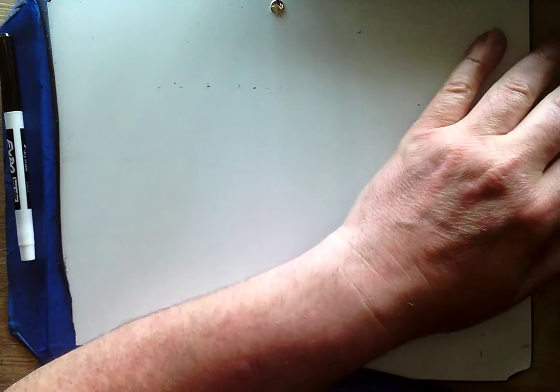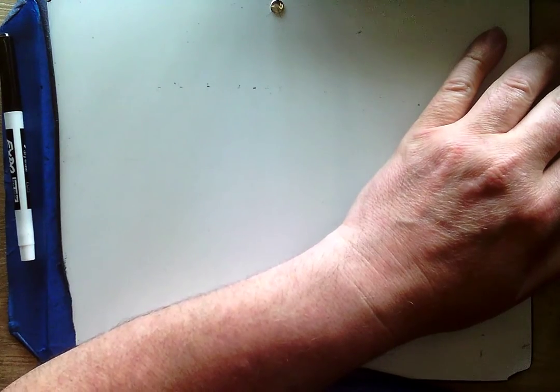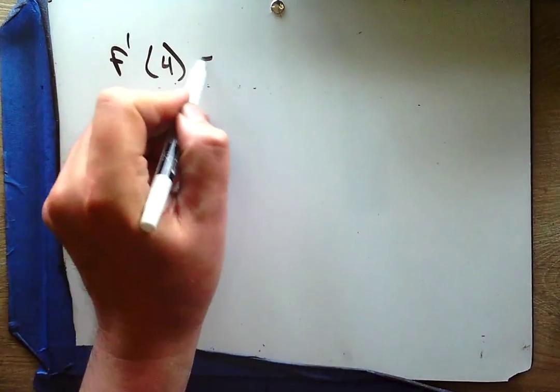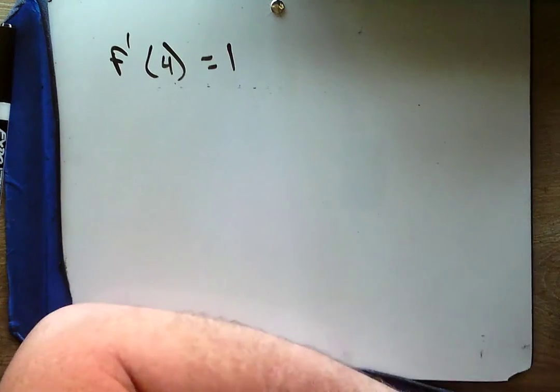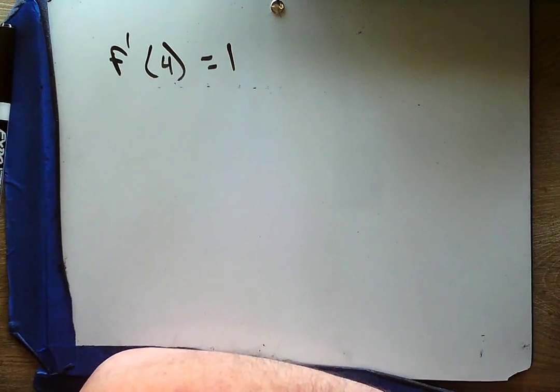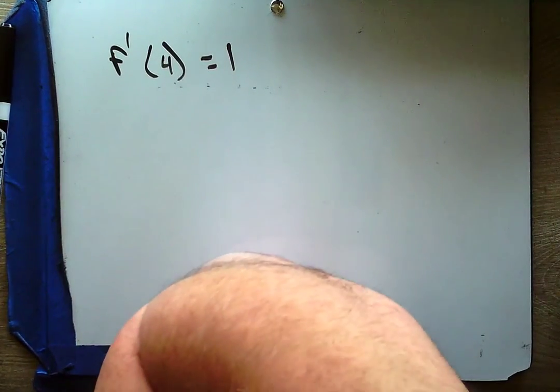Anyway, I hope you're feeling more comfortable with this stuff, and I'm going to go put that f of 4, f prime of 4 equals 1 on that graph, and I think I should move that graph up a little bit so that you could actually see it when you're at problem number 55.